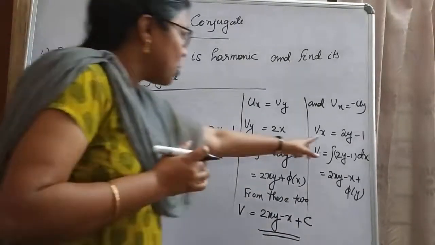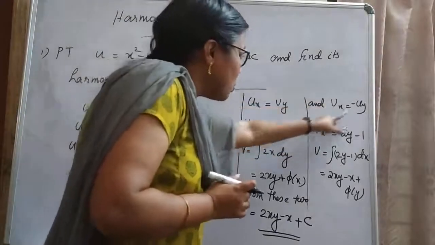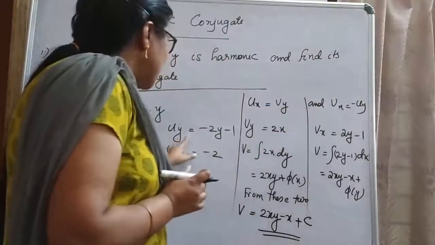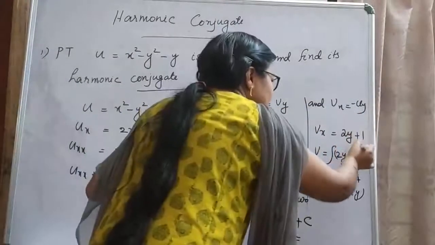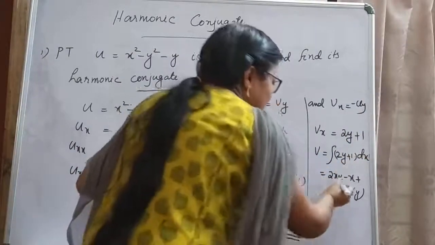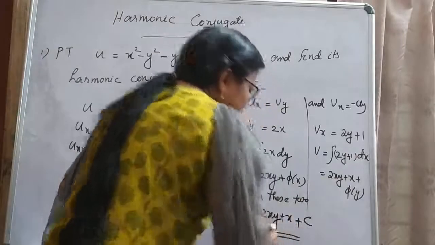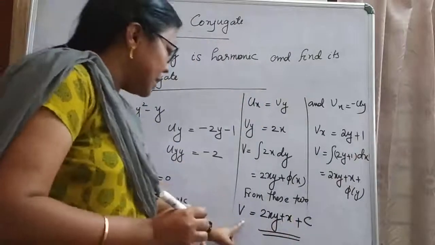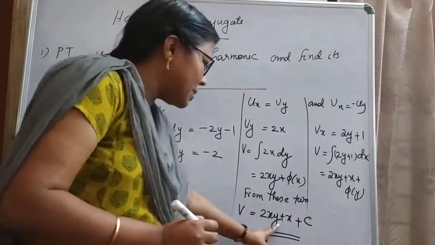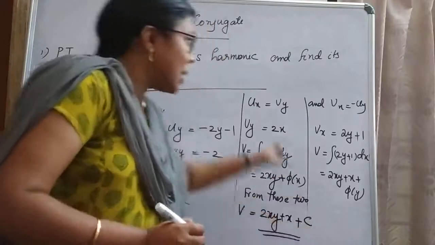Here one error occurred. Vx equal to minus uy, which should be 2y plus 1. Therefore 2y plus 1. Therefore 2xy plus x. Therefore here it is plus x. Therefore the harmonic conjugate is v equal to 2xy plus x plus c, which is the answer of our question.